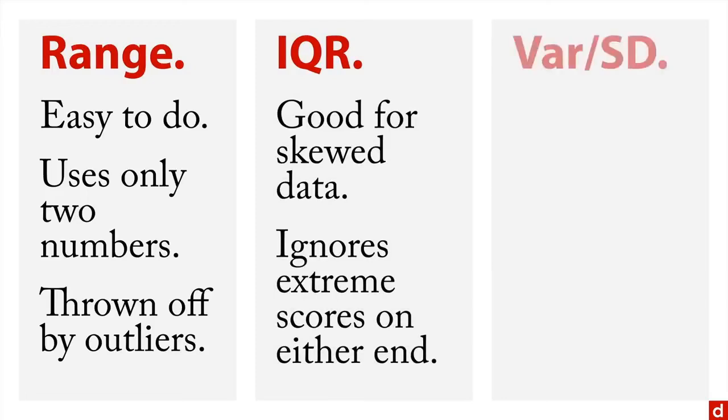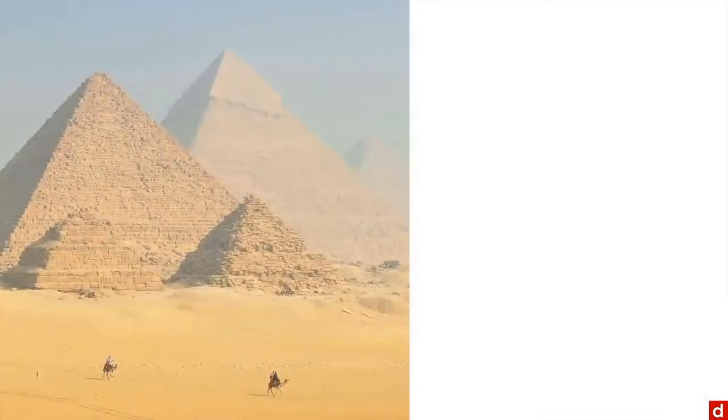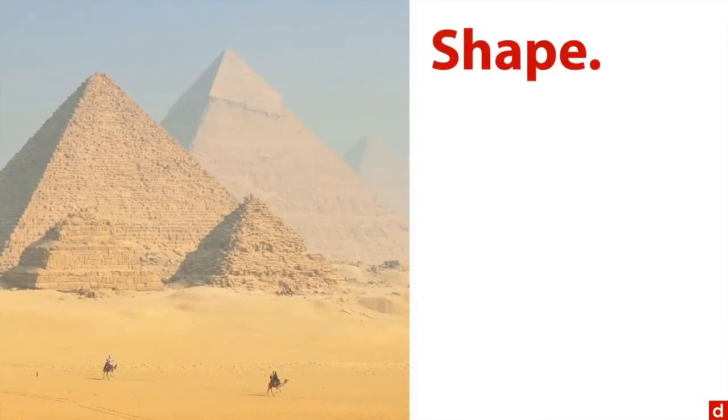So that's nice. And the variance and the standard deviation, while they are the least intuitive, are the most affected by outliers. They are also generally the most useful because they feed into so many other procedures that are used in data science. Finally, let's talk a little bit about the shape of a distribution.